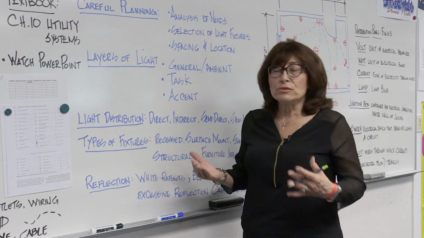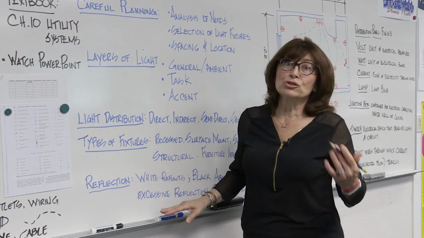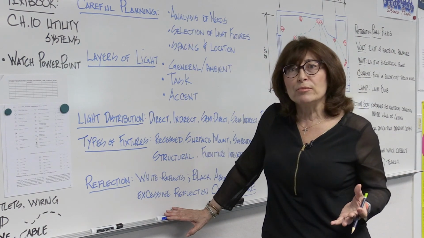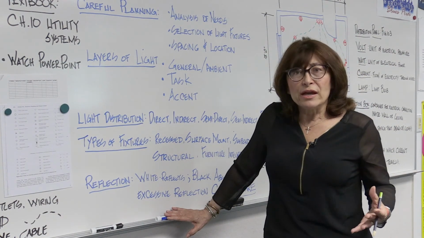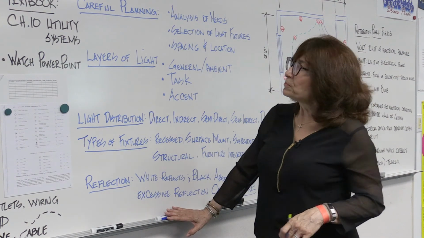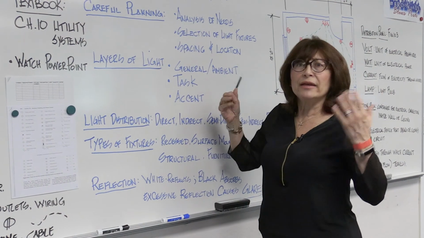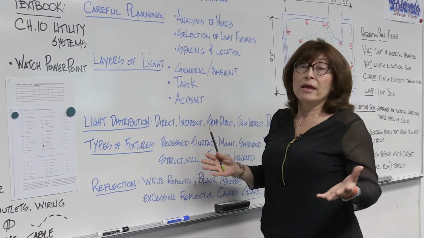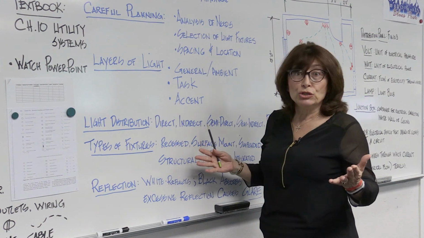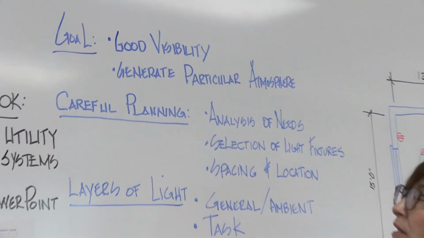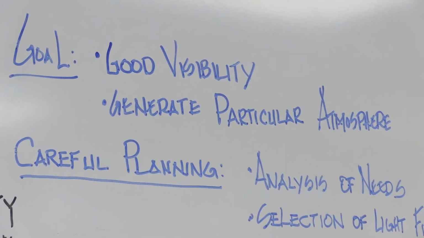So again, you're always referencing your client profile because your client is the most important thing. So you're going to take a look at your client profile, identify the needs, and then design accordingly. So you do think about that. You have to be able to see, so you have to think about the function of the room and what you need to do in that particular space so that you have good visibility. And then again, that atmosphere.